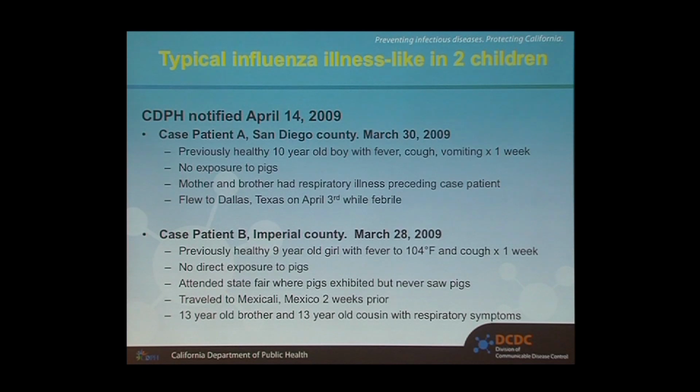County, a 10-year-old boy with fever, cough, and vomiting. He was previously healthy. He was not that sick. He had relatives who were sick before, and he got on an airplane while he was sick and flew to Texas. His sample had gone through a surveillance network and was identified finally at the CDC as being a swine flu.